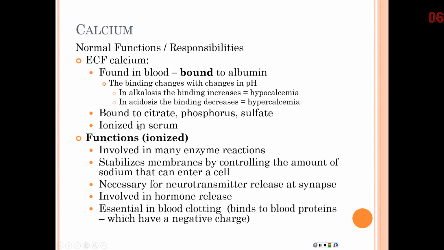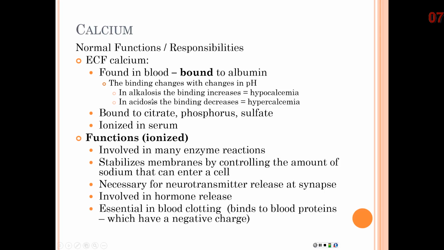Ionized is the third way in which you find calcium in the extracellular fluid. Found in the blood, bound to albumin, bound to citrate, phosphorus, sulfate. And there are actually other substances calcium will bind to, but those are the big ones. Or it is ionized, and the ionized is the part we're going to be looking at in a moment. But let me jump back up here to what I said about the pH.